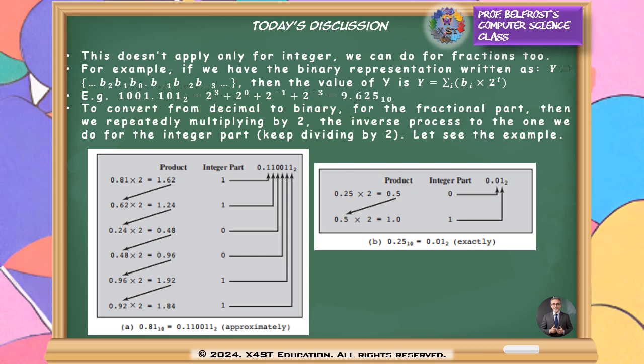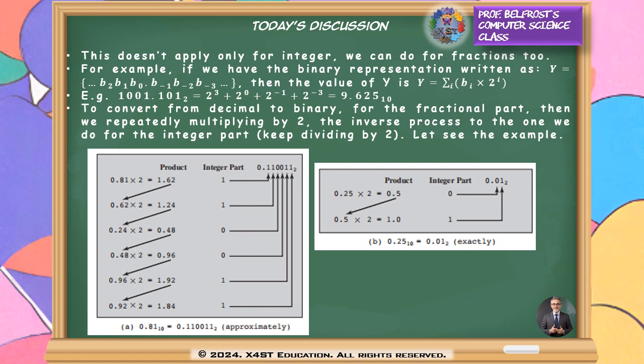And to convert from decimal to binary for the fraction part, we just repeatedly multiply by 2. The first process is the one we do for the integer part, okay, and we take the fraction to be the next one to be multiplied by 2 again, as shown in this example. For example, we want to convert 0.81 to the equivalent binary. Then we keep multiplying by 2.